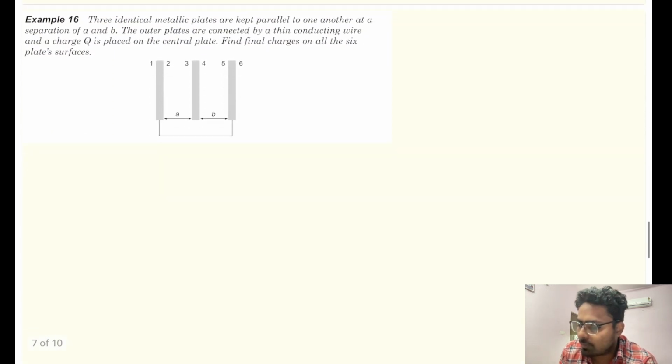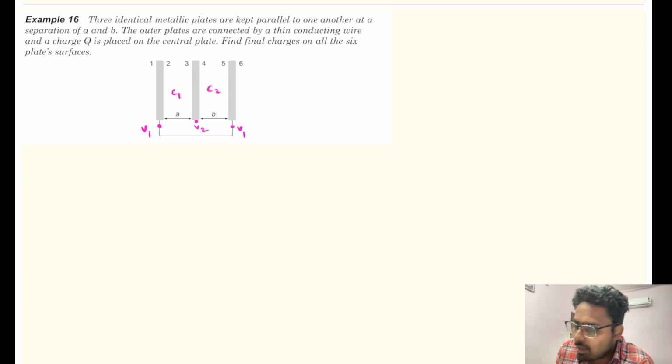So let us move to the next question. In this question they are telling three identical metal plates are kept parallel to one another at separations of A and B, connected by a thin conducting wire. When connected by a thin wire, you need to understand both will have the same potential. Let me name it as V1 potential, and let me name the center one as some different potential V2. Let me name this capacitance as C1 and this capacitance as C2. Two capacitors are there because of these three plates.